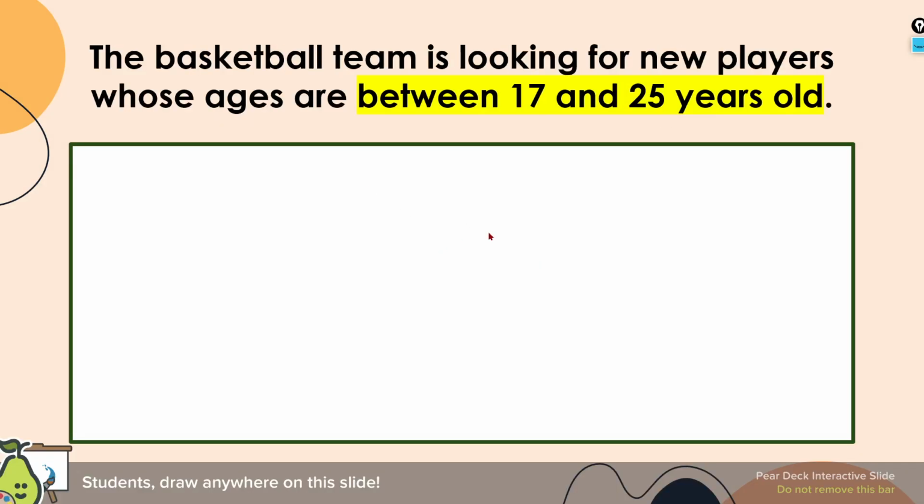Ano pa ba ako dito? Yan, one more. The basketball team is looking for new players whose ages are between 17 and 25 years old. Okay, pause muna. Then hit play when you have an answer. Okay, basketball team daw is looking for new players whose ages are between 17 and 25 years old. Let's say that the age is represented by A for age, between 17 and 25. Ask yourself muna, pag sinabi kang between 17 and 25, pwede ka bang maging 17? Pwede ka bang maging 25 to make it to this basketball team?